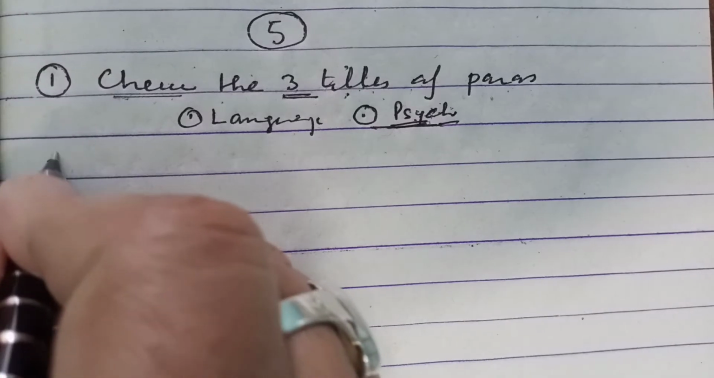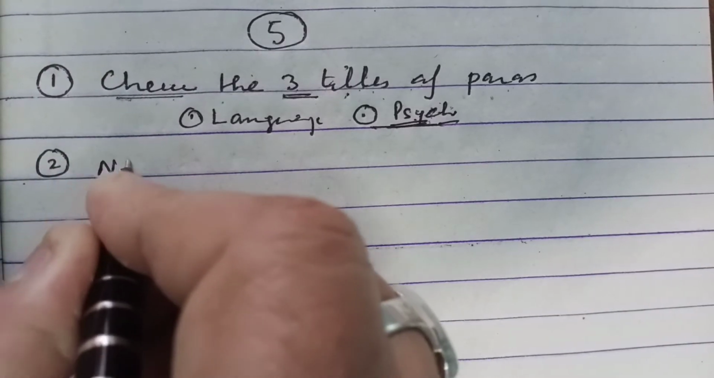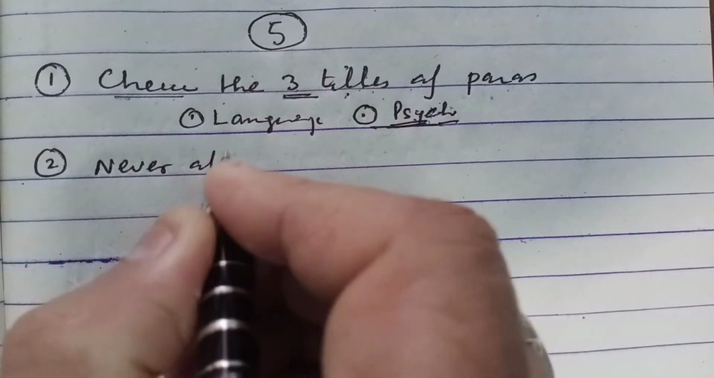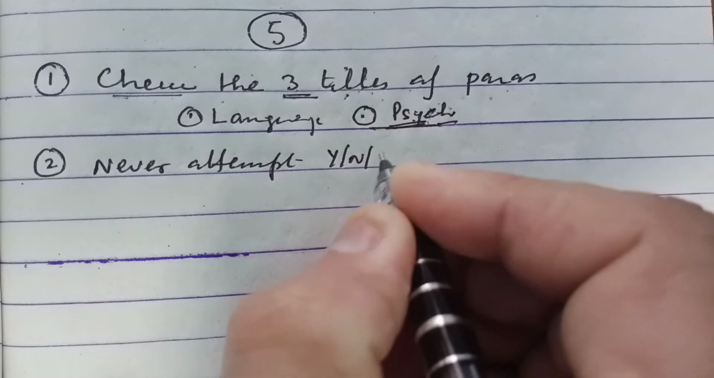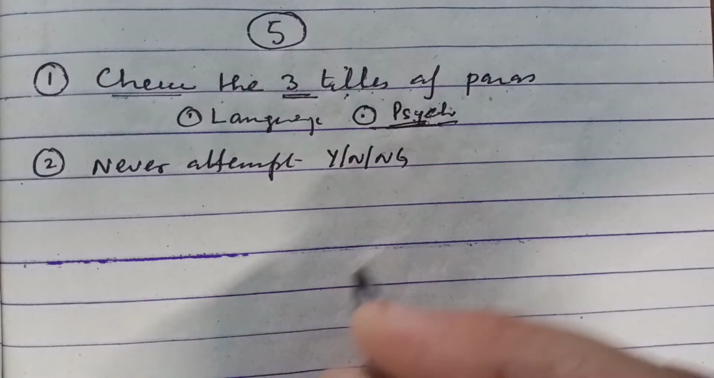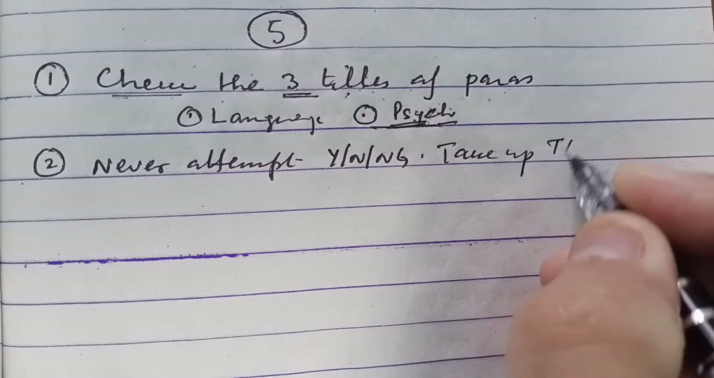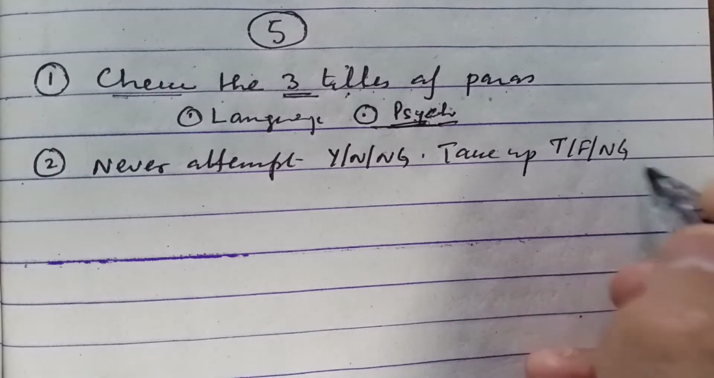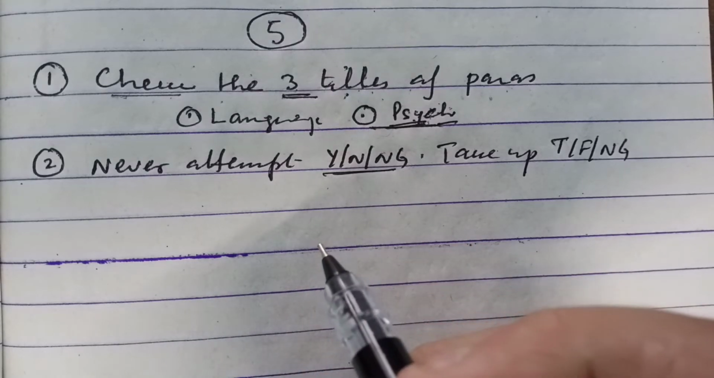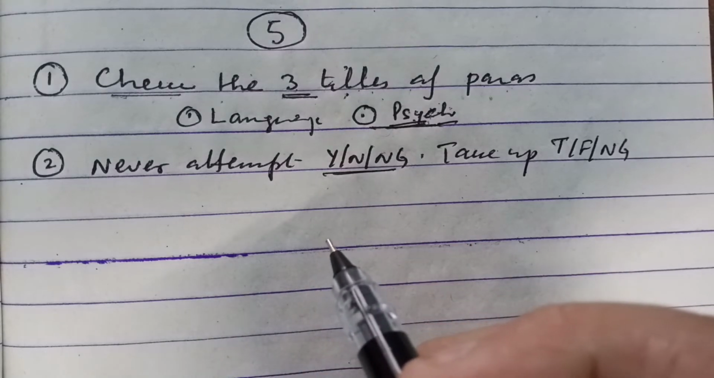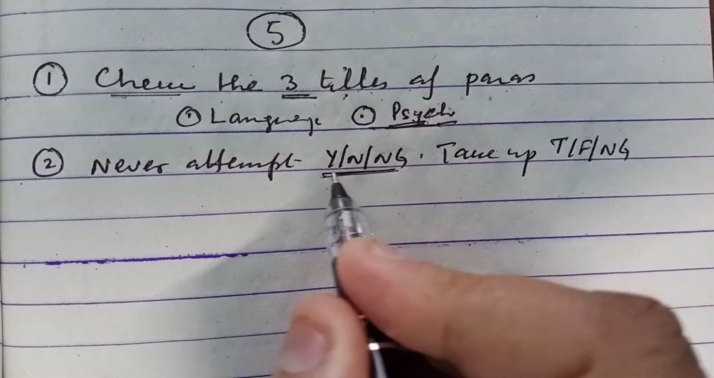Now what second strategy should we follow? The second strategy is, for God's sake, never attempt yes, no, and not given first. Yes, you can take up true, false, and not given. Yes, no's are very difficult. Suppose you are doing one paragraph and there is a yes, no section in the starting from 1 to 5. Please avoid these questions first.